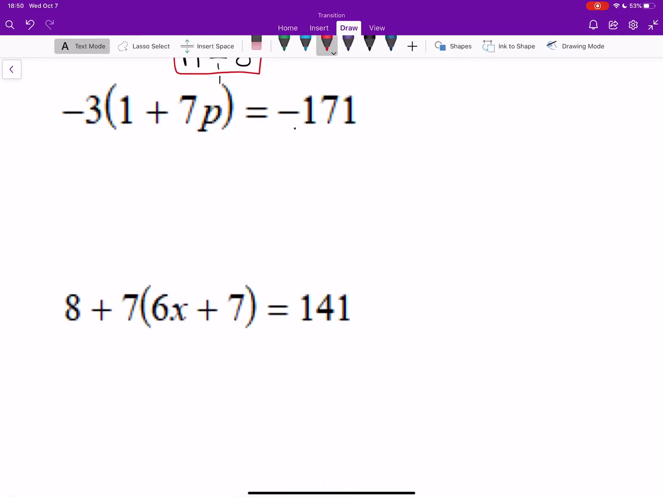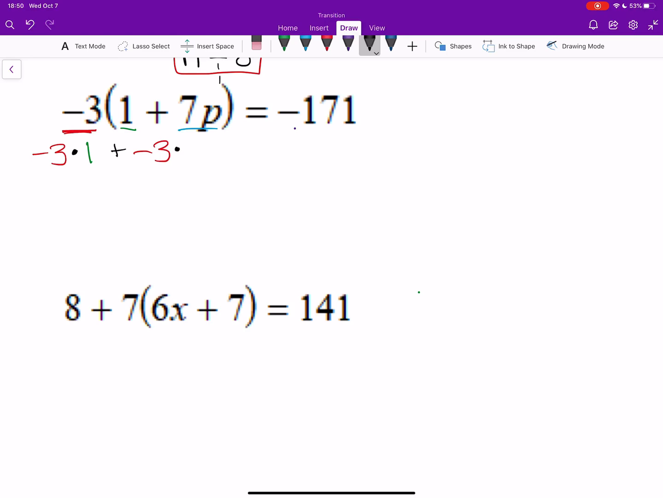Again, I say I'm going to have to do that step 1 because I need to distribute this negative 3. Okay, I got to distribute it first to the 1 and then to the 7p. And again, I'm going to write that all the way out just because I like to do that so I can see exactly what I'm multiplying.